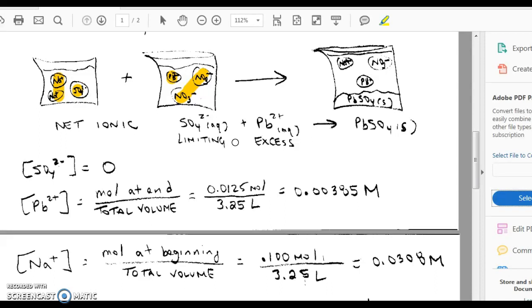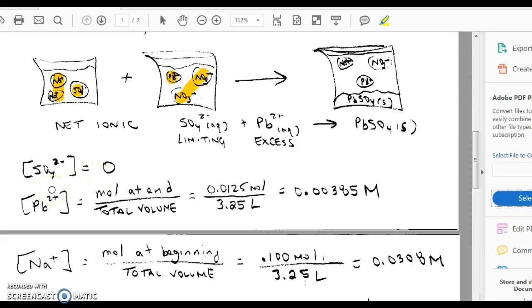So since the sodium sulfate was the limiting reactant, that means the sulfate ion completely disappears and is totally in the precipitate at the bottom of the beaker. But because the lead nitrate is the excess reactant, there will still be some of the lead 2+ ion that isn't bonded with the sulfate at the bottom of the beaker. It's the excess ion. So by definition, if it's limiting, then the concentration after the reaction is equal to 0.